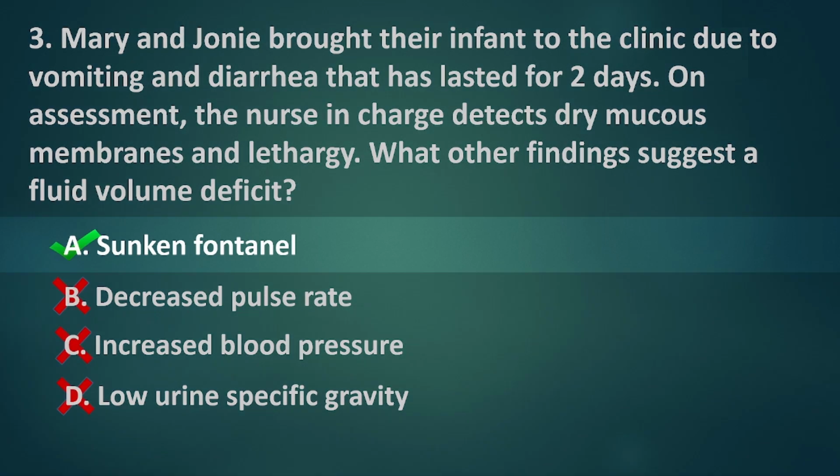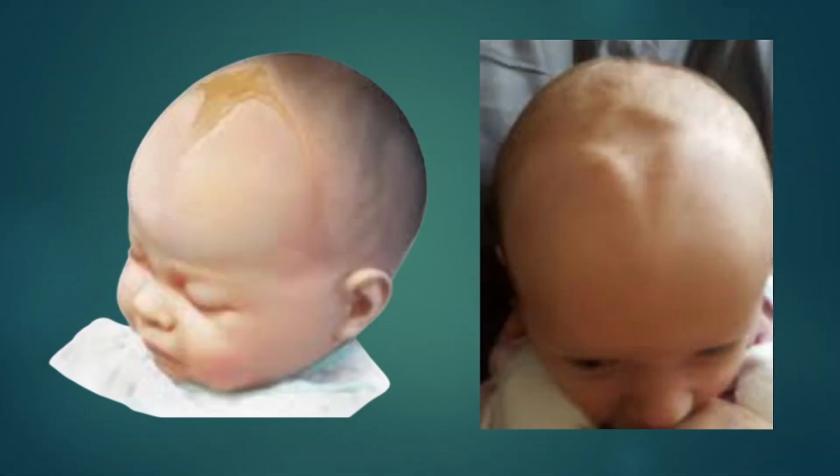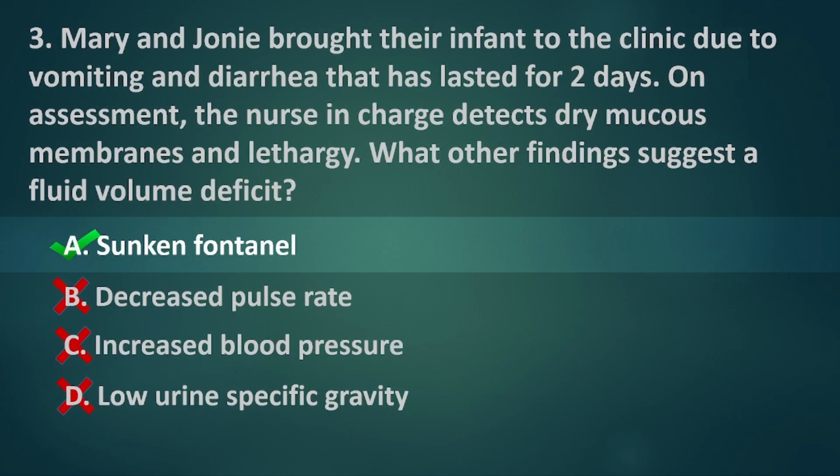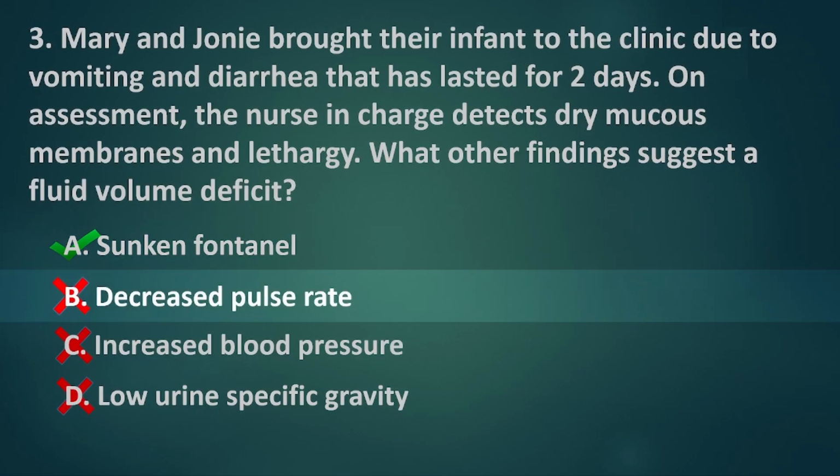The correct answer is letter A, sunken fontanelle. The fontanelles should feel firm and should curve inward slightly to the touch. A noticeably sunken fontanelle is a sign that the infant does not have enough fluid in their body. Decreased pulse rate is the opposite reaction for dehydration. As the body compensates for the lack of fluid, the pulse rate should increase, making option B incorrect.